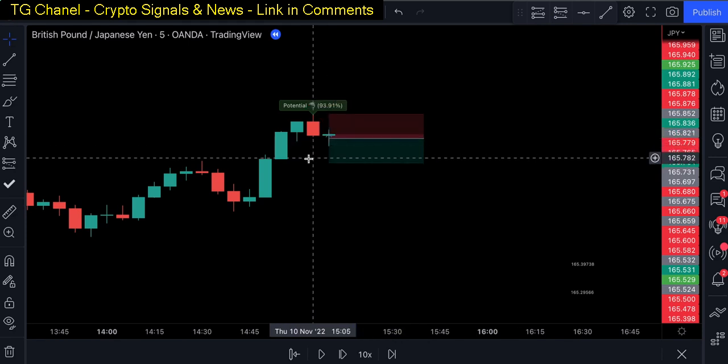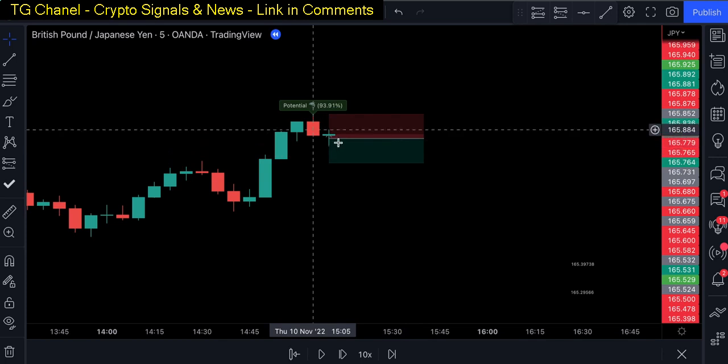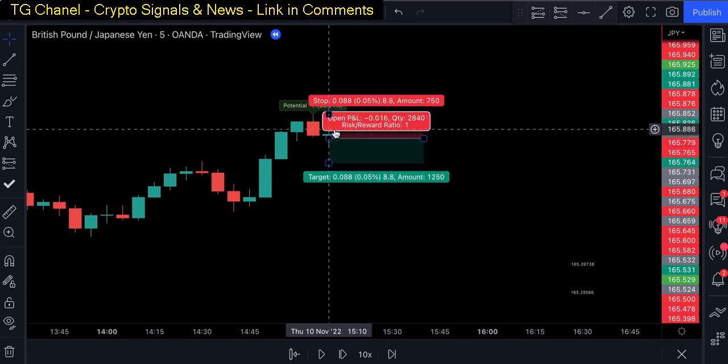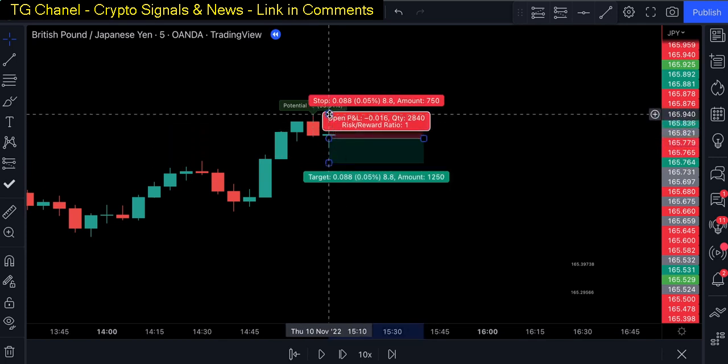In this example, we see the order got triggered by the very next candlestick. The stop loss for the strategy will be set slightly above the recent swing high.